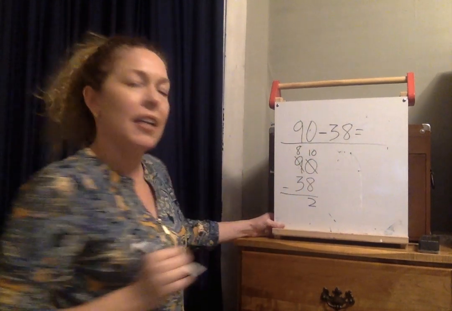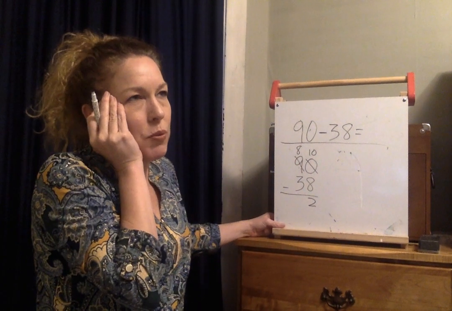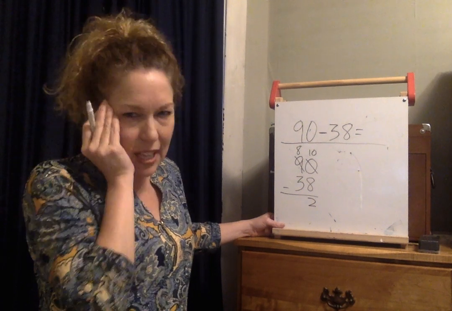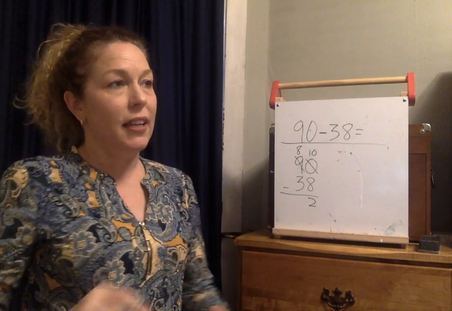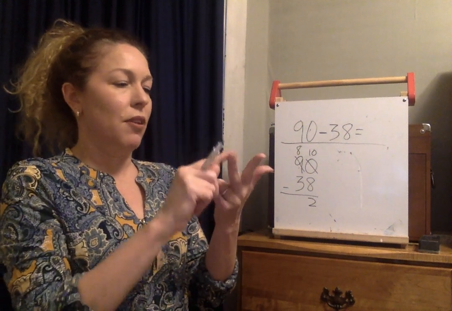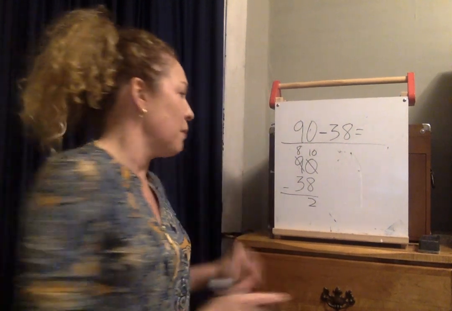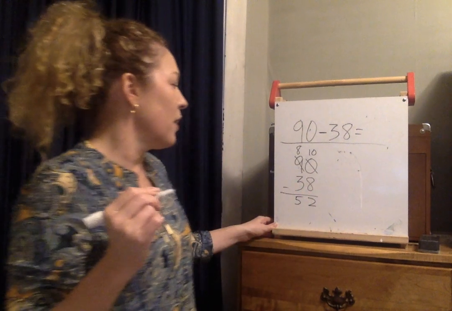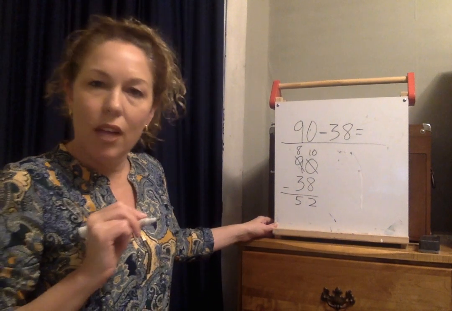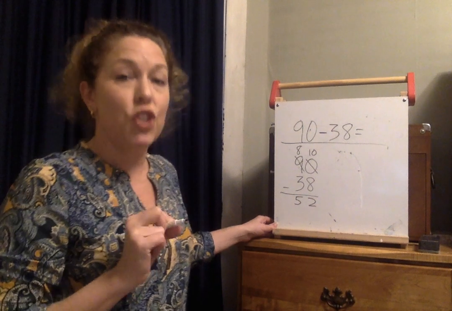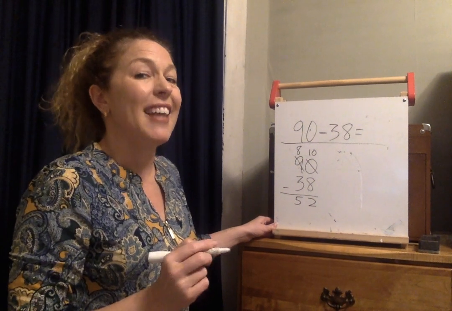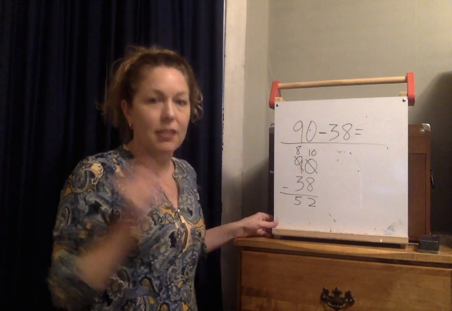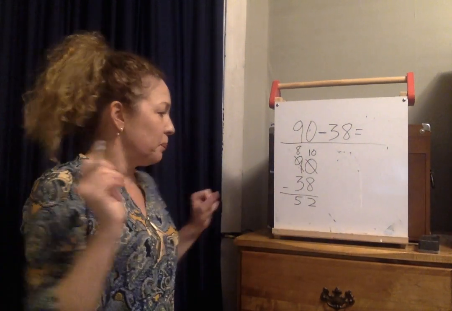8 minus 3 is, oh, that's one that I always have problems with. Do I want to count up from 3 or down from 8? I think I'll count down from 8. So I'll go 8, 7, 6, 5. I counted back 3 times. Okay. Very good. Now, if I wanted to check my work here, the opposite operation of subtraction is addition.